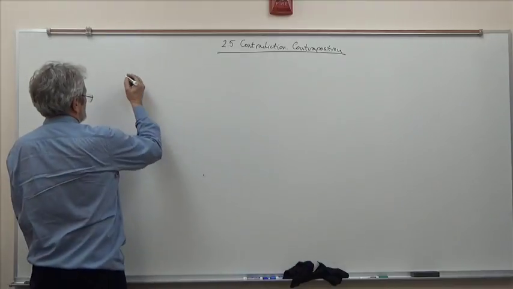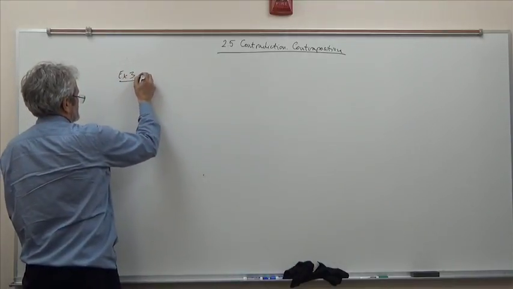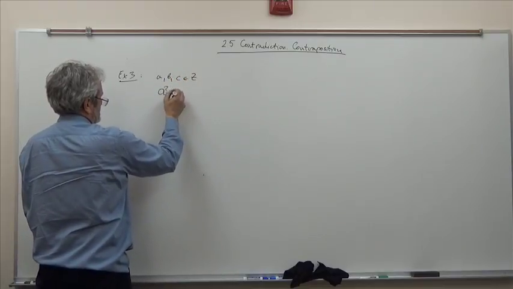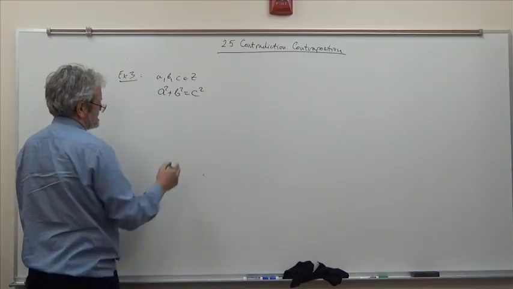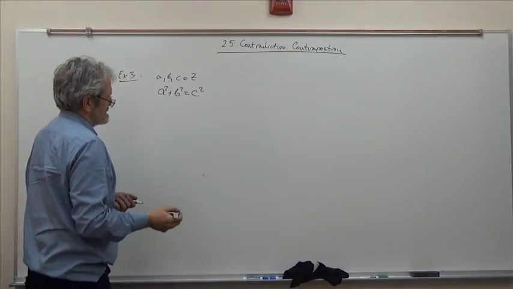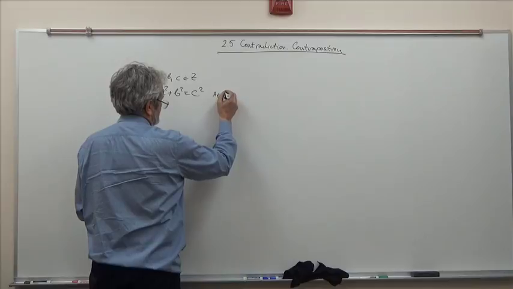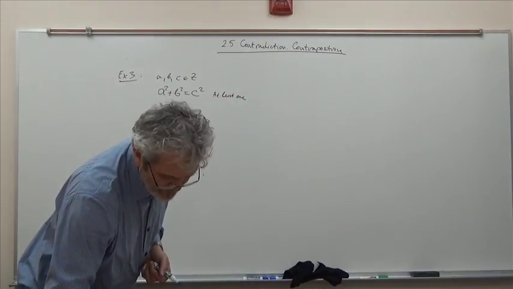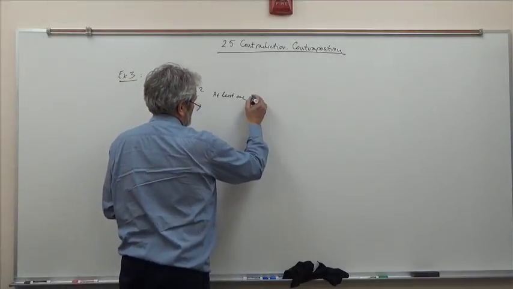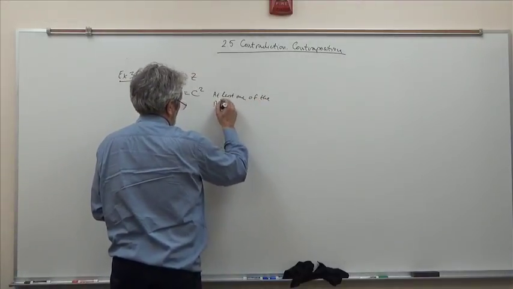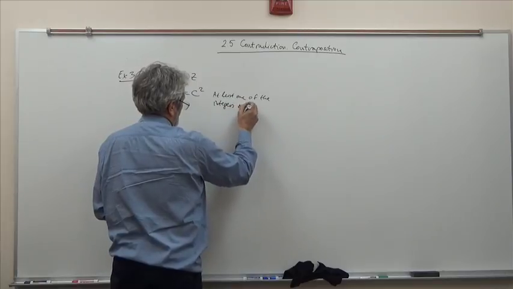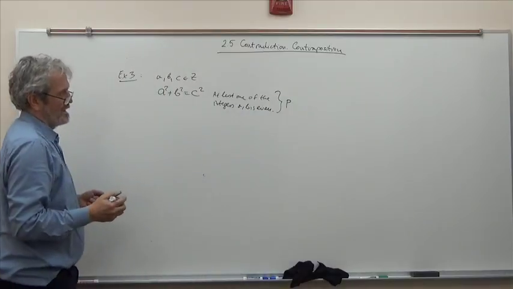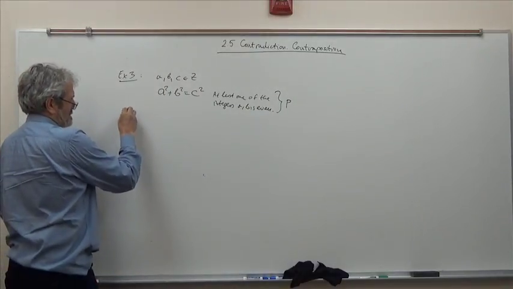So we are proving the following. Example 3: a, b, c are integers, and a squared plus b squared equals c squared, and then it says at least one of the integers a and b is even. The statement P that we need to prove. And we will argue by contradiction.